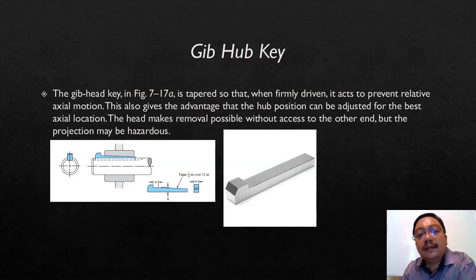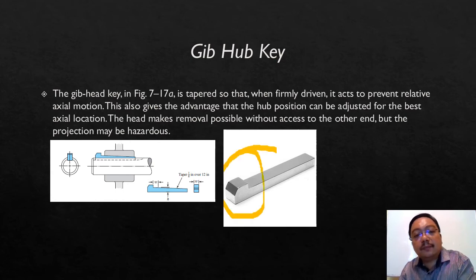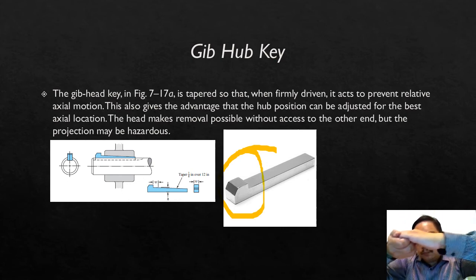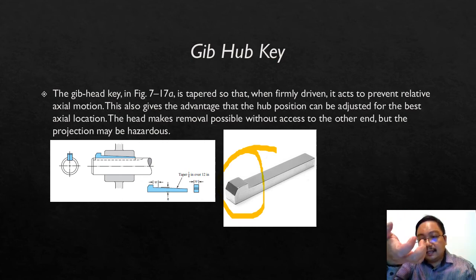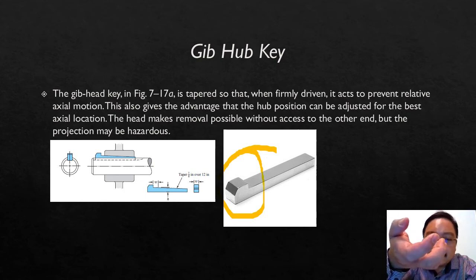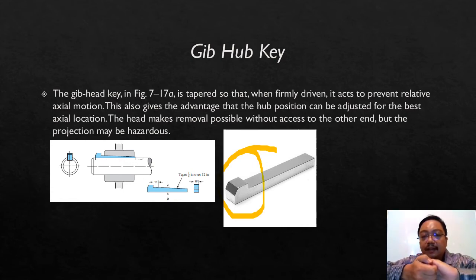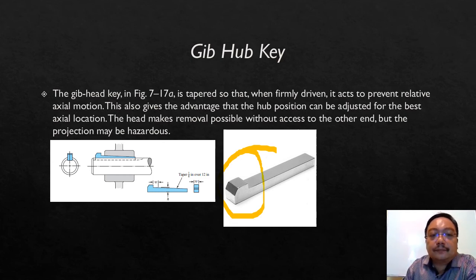Okay, the Hip Hop key. This is the picture of a Hip Hop key. You see this portion, they have a portion like this. My hand is pulling like this. When you put it inside the slot, it will prevent relative axial motion, meaning that the key does not move in the axial direction. So your mechanism is safe. This is called the Hip Hop key.